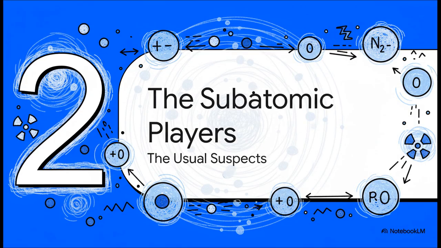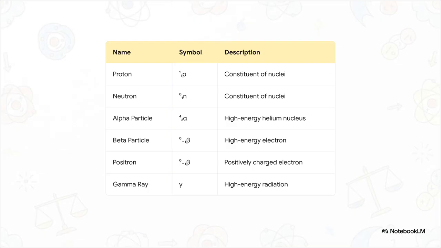Okay, so to solve any mystery, you've got to know who the players are. In the world of nuclear reactions, we've got a whole cast of subatomic particles. These are our usual suspects. They're either already in the nucleus, or they're the things that get shot out during a reaction. Here's our lineup. Of course, you've got the protons and neutrons. They're the main residents of the nucleus. Then you've got the particles that often get ejected. There's the alpha particle, which is really just a high-energy helium nucleus. A beta particle? That's a high-energy electron. Then you have the positron, its antimatter twin. And finally, gamma rays, which aren't really particles at all, just pure bursts of energy.